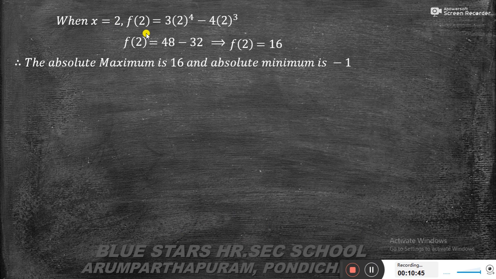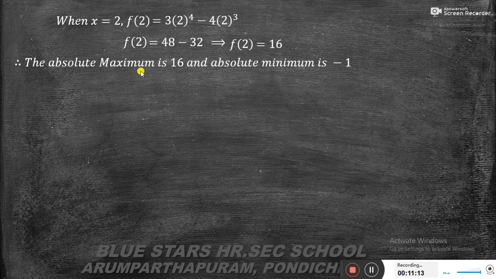F of 2 equal to 3 into 2 power 4 minus 4 into 2 power 3. So 2 power 4 means 2 2s are 4, 4 2s are 8, 8 2s are 16, 16 into 3 is 48, minus 8 into 4 is 32. So 48 minus 32 is 16. Therefore f of 2 equal to 16. Therefore we find out the values.